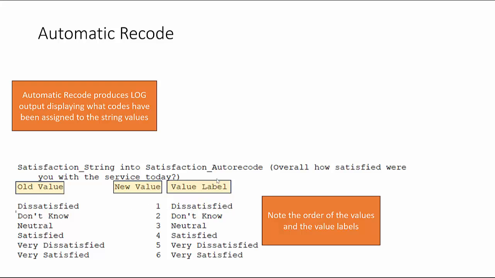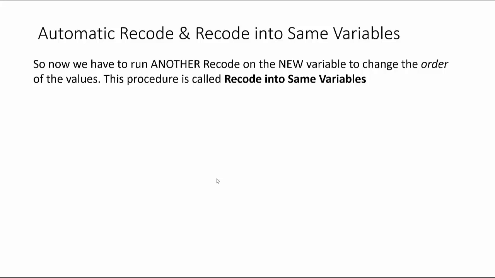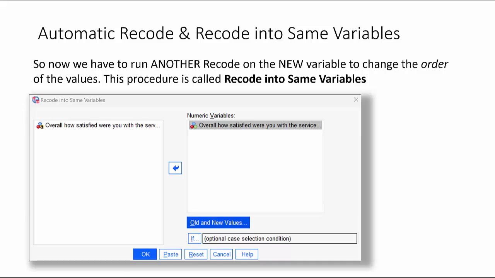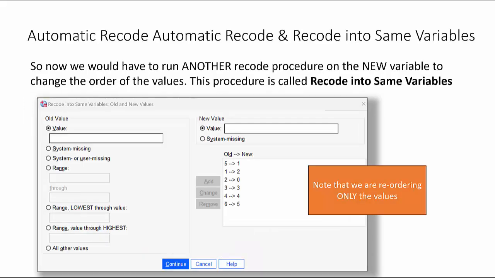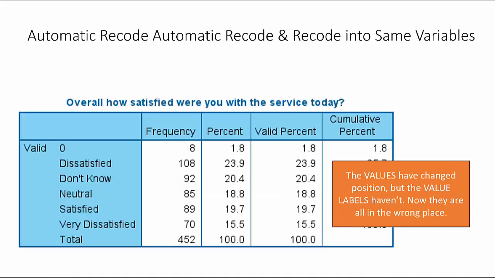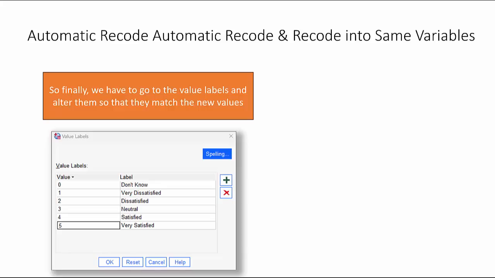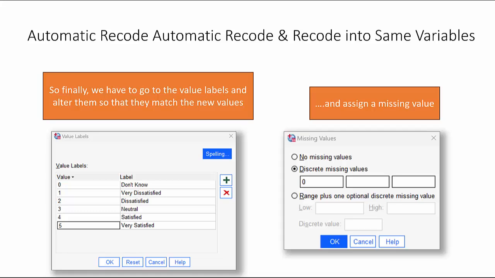And that creates a new field for us, but of course the field's in the wrong order. So we ran another recode procedure, recode into same variables, to change the order of these codes. And bearing in mind that doing that doesn't affect the value labels, we found that the value labels are still out of order. So we then went back and changed the value labels so that they reflected the new codes correctly, and attached a missing value to the value 0.